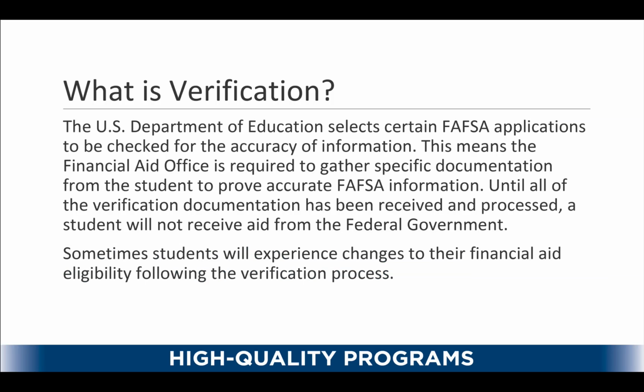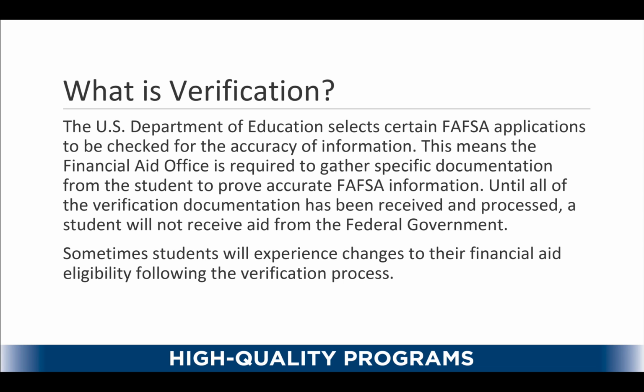The U.S. Department of Education selects certain FAFSA applications to be checked for accuracy. This means the Financial Aid Office is required to gather specific documentation from the student to prove accurate FAFSA information. Until all of the verification documentation has been received and processed, a student cannot receive federal financial aid. Sometimes, students will experience changes to their financial aid eligibility following the verification process.